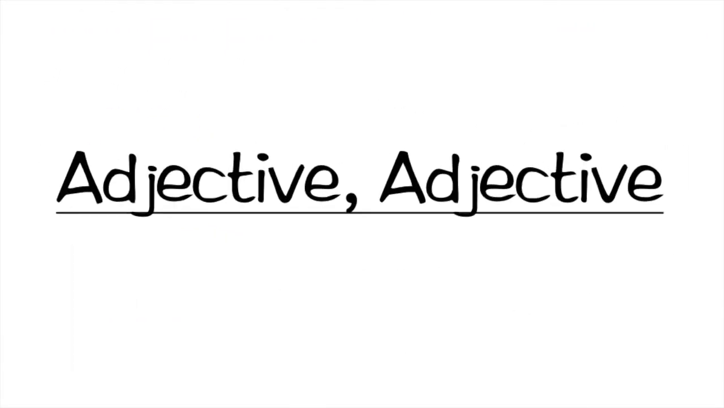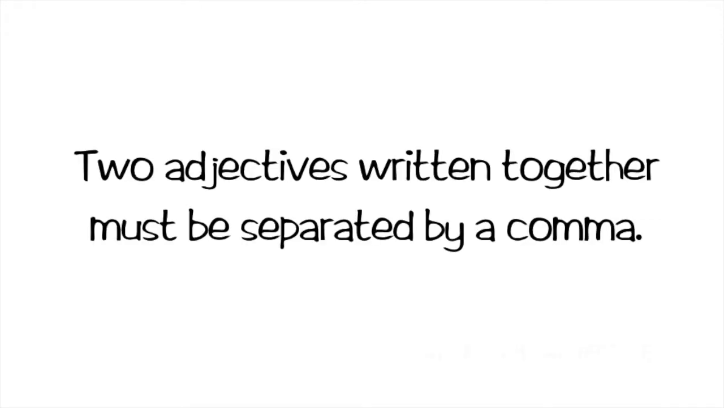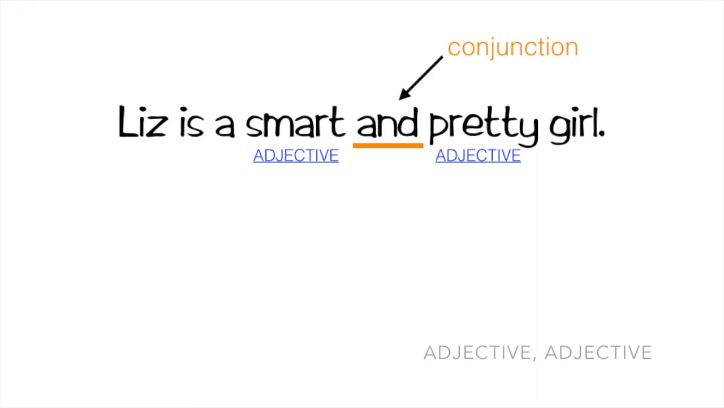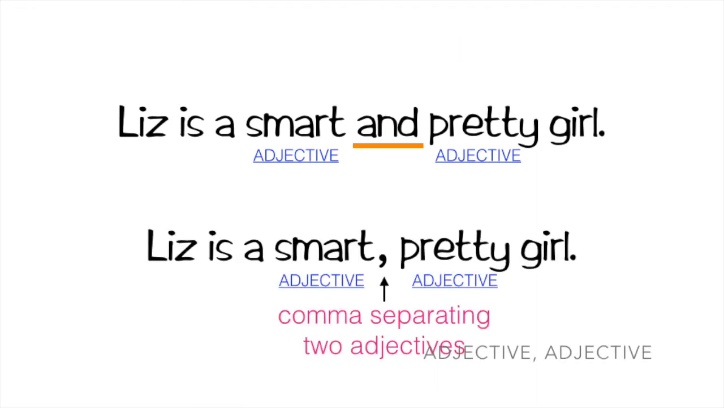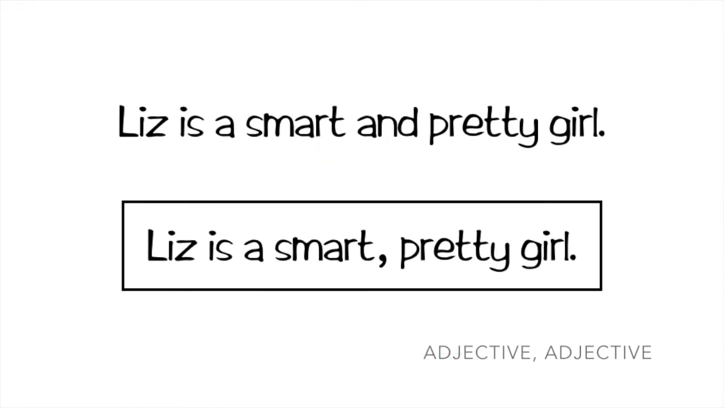Lastly, we have using a comma, where the rule is 2 adjectives written together must be separated by a comma. Let's look at this example. Liz is a smart and pretty girl. Here we have 2 adjectives, smart and pretty, which are held together by the conjunction and. So if we replace and with a comma, we have a less wordy sentence. Liz is a smart, pretty girl. Remember to separate the 2 adjectives with a comma.